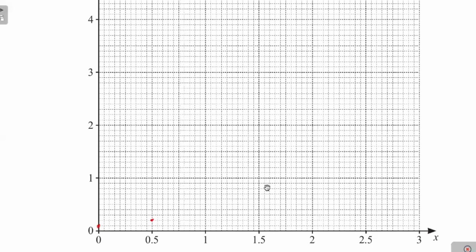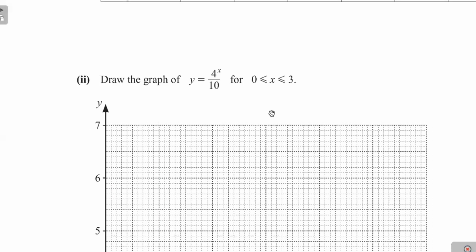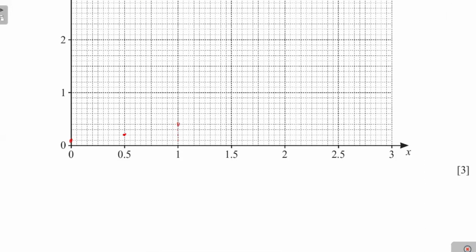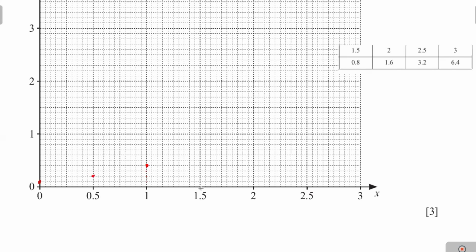And next position you see here is 1 to 0.4. Next value is 1.5 to 0.8, and you see here this is 1.5, and this position will be 0.8. Next is 2.5 to 3.2. This is 2.5, and this will be 3, and this 3.1, and this position will be 3.2.